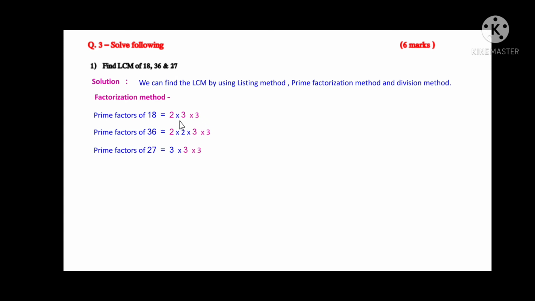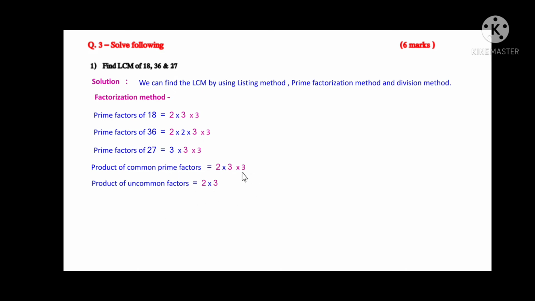Friends, you will come to know what the common factors are, which we have shown with the same color, and the uncommon ones are with a different color. So here the product of common prime factors: 2 is common, 3 is common, and one more 3 is common. So 2 into 3 into 3. Also the product of the uncommon factors. Uncommon factors are in blue color, 2 into 3.